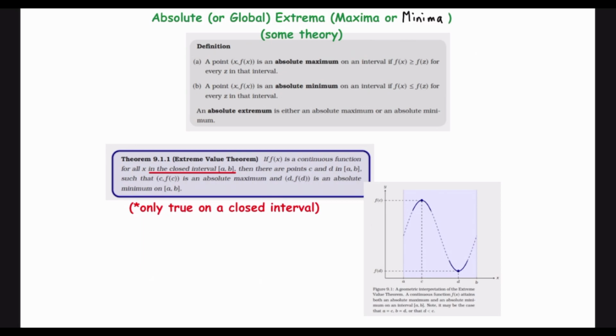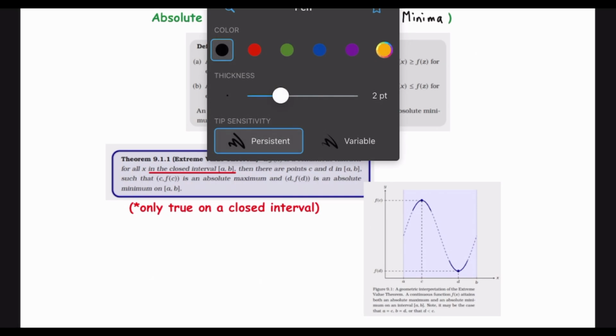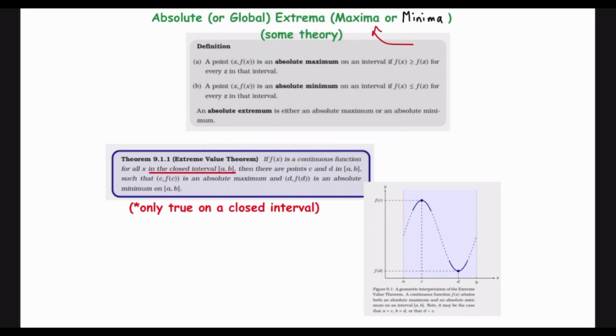Let's talk about identifying extreme points on our curves. Specifically, we're going to be looking at identifying absolute, also called global, extrema. And what do we mean by extrema or extreme points? We mean the maximums or maxima and the minimums or minima. These words are just plurals of the terms maximum and minimum that we are used to using.